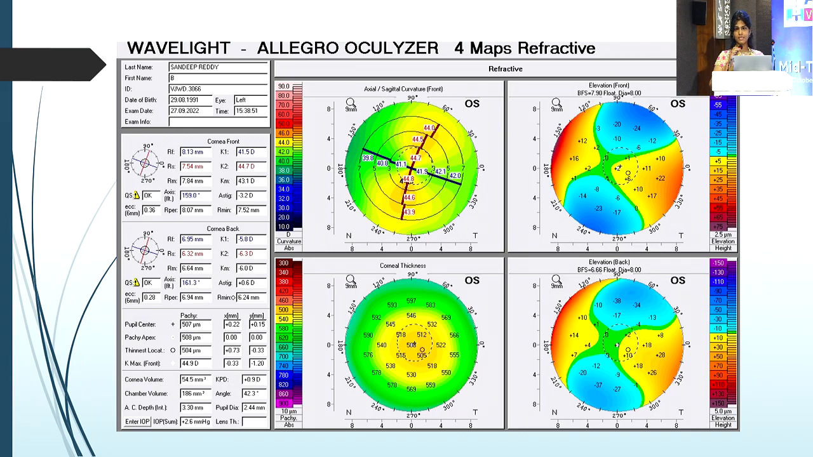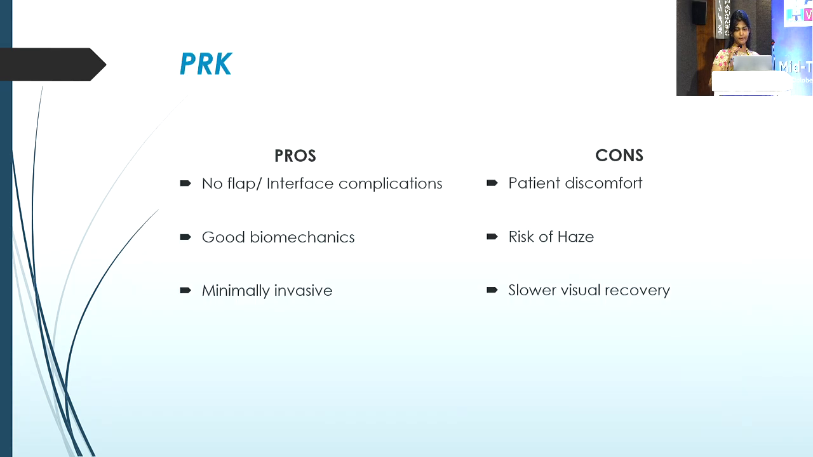So in spite of the cylindrical power, we went ahead and did a trans-PRK for this patient with application of mitomycin C, and postoperatively the patient got an uncorrected visual acuity of 6/9. As we all know, there are no flap interface complications in the case of PRK, and there will be very good biomechanics as we are not disturbing it as such, and it is a minimally invasive procedure. The patient discomfort is always there, but we have tackled it to the maximum extent by using an NSAID dip BCL or a cold BCL. The risk of haze is usually present in PRK cases, but it depends upon the body's healing status of the patient rather than the powers.